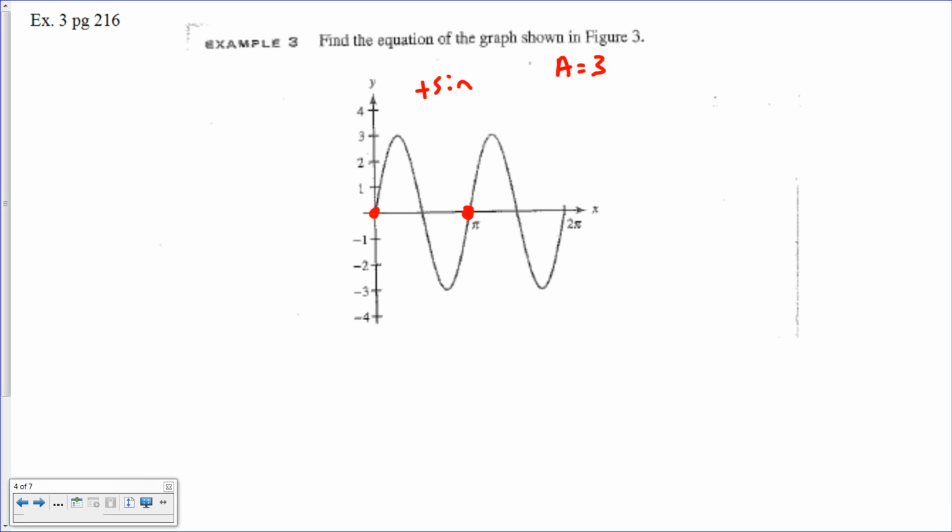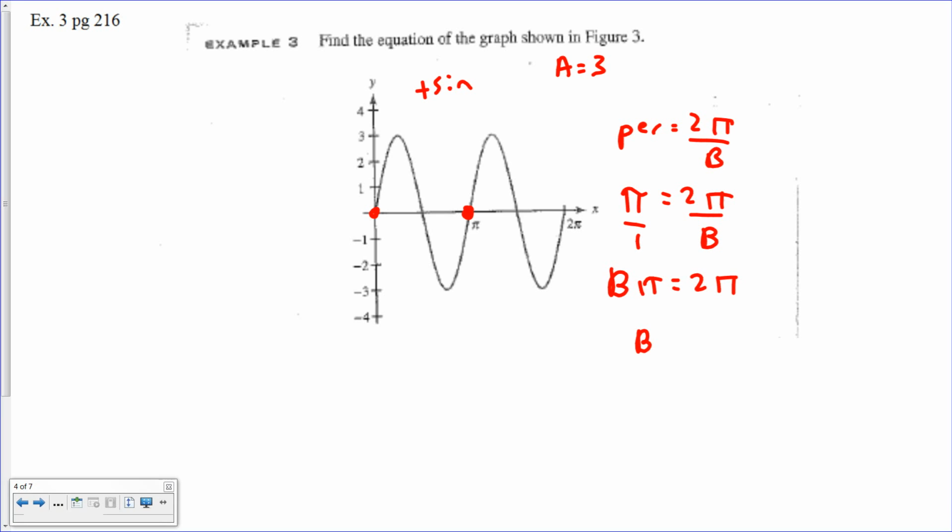So I have to determine what my B is if I know the period is pi and not 2 pi. I'm just going to write a little equation here, and it's coming from period equals 2 pi over B. All you're doing is substituting in. The period is pi, equals 2 pi over B. Some of you can see that B is going to equal 2 because it divides out. Or the other way is just cross multiply and solve. Pi B equals 2 pi, and your B is going to equal 2.